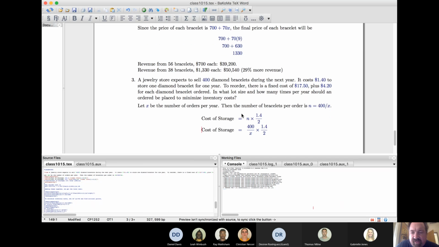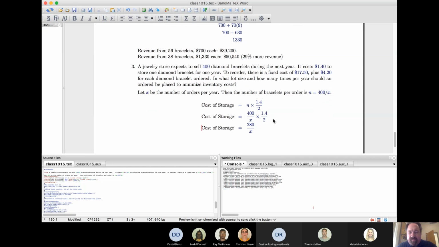So the cost of storage is how many items per order divided by 2, because we assume that there's half in storage at any one time, times the cost to store them, which is $1.40. But now we want to express this in terms of X, because that's the number of orders per year. That's the variable we're really going with. So then we fill in what N is in terms of X, and then work all that out, and this is what we get. 280 divided by X is the cost of storage in terms of the number of orders.